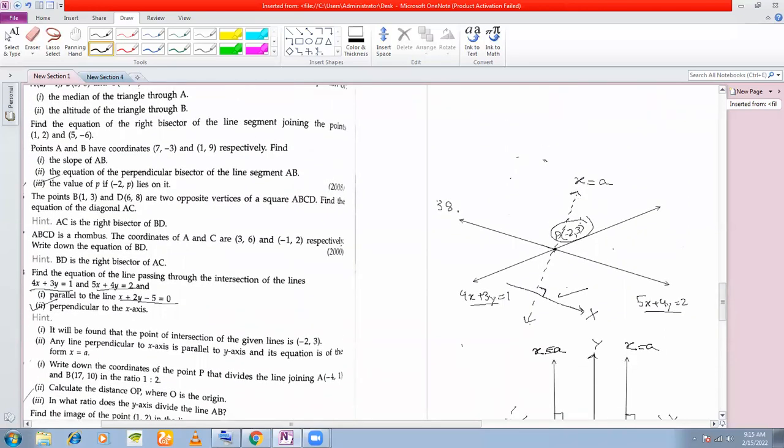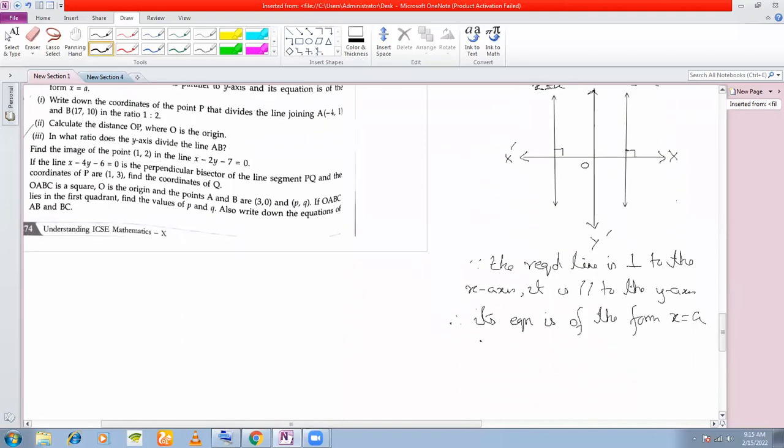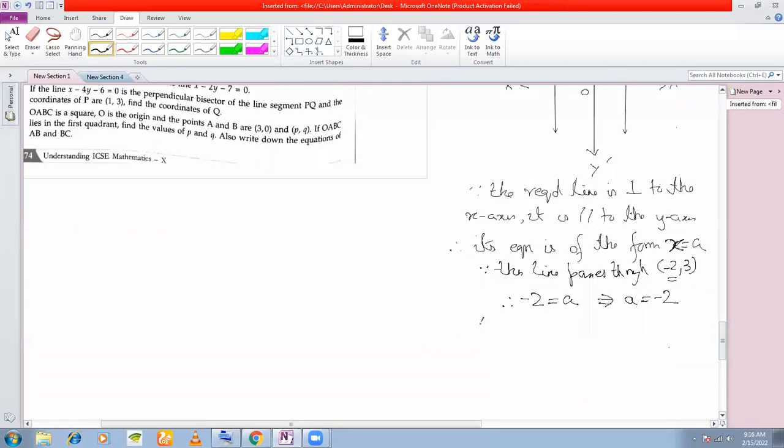Now this is very easy because we know that this dotted line x is equal to a passes through the point minus 2, 3, right? Since this line passes through minus 2, 3, this must satisfy the equation of the line. So replace x by minus 2 in this. So therefore, minus 2 must be equal to a. That means the value of a is minus 2. Hence, what is the equation of the required line?